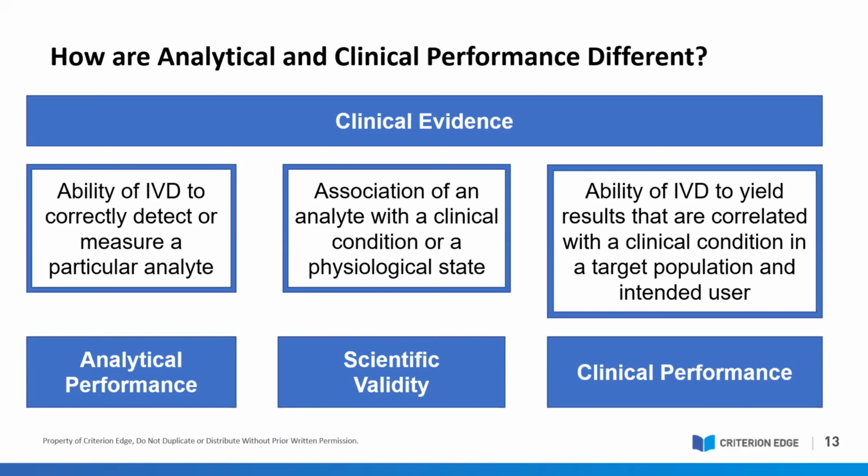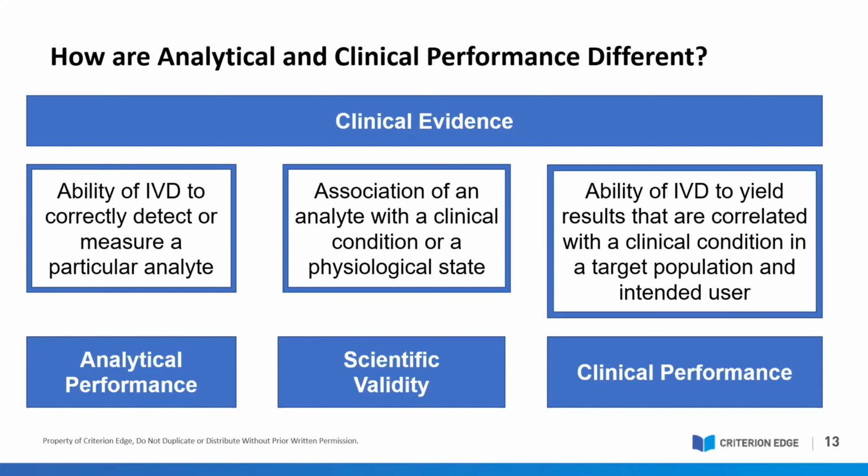So the recommendation is therefore to use specific and clearly defined terms, such as calling it an analytical performance study or a clinical performance study, as opposed to referring to your data broadly as just clinical data. It will help you to clearly define the purpose and the goal and the types of evidence that are being collected in each of these different reports. The analytical performance will present data relevant to the ability of the IVD to correctly detect or measure a particular analyte accurately. The scientific validity will provide evidence supporting the association of that analyte that you've just detected with a clinical condition or a physiological state.